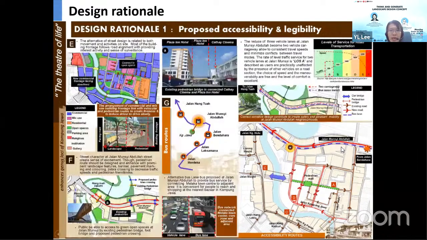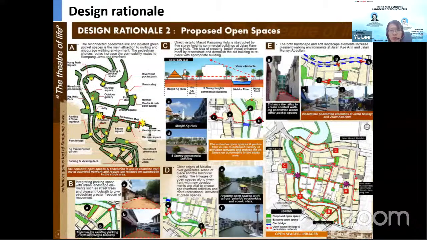Okay, this is also more or less the same, but it's more on showing how the space connects when we talk about legibility and accessibility of the design. So when we talk about accessibility, we not only focus on pedestrians itself, but the transport connection is also very important in urban design. All right. The second one, maybe the idea is we talk about how to propose open space.